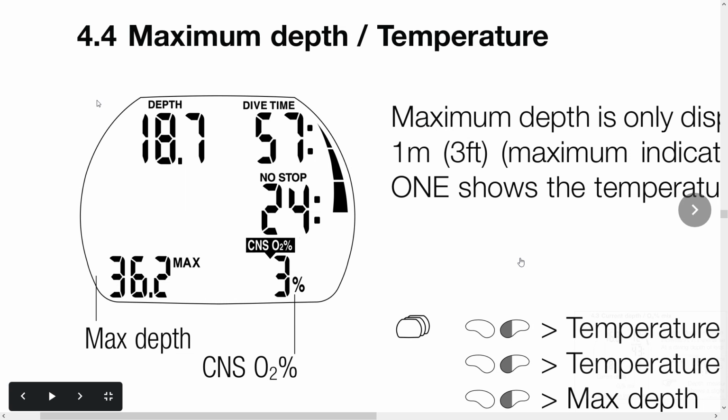So here is another display, showing cycling between the temperature and max depth, and the programmed oxygen in the tank versus the current oxygen exposure. Over on the right we have the nitrogen loading bar graph, and as shown in the first slide, there was a color code that corresponded to increasing exposure. In this example, this diver was at 18.7 meters for 50, and he's been underwater 57 minutes and has 24 minutes of no stop time remaining.